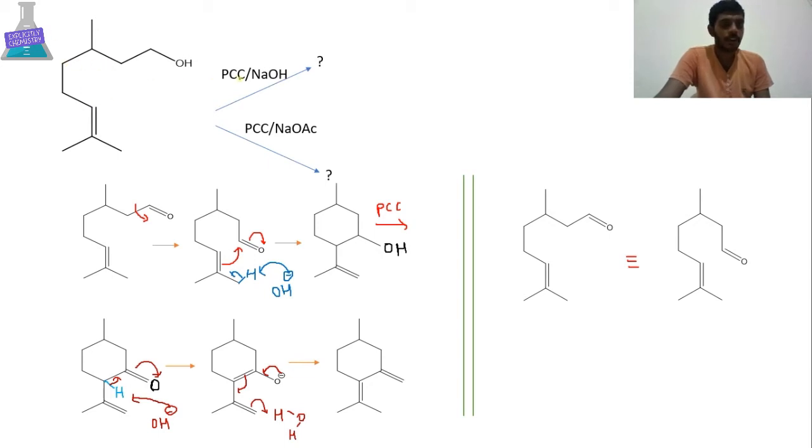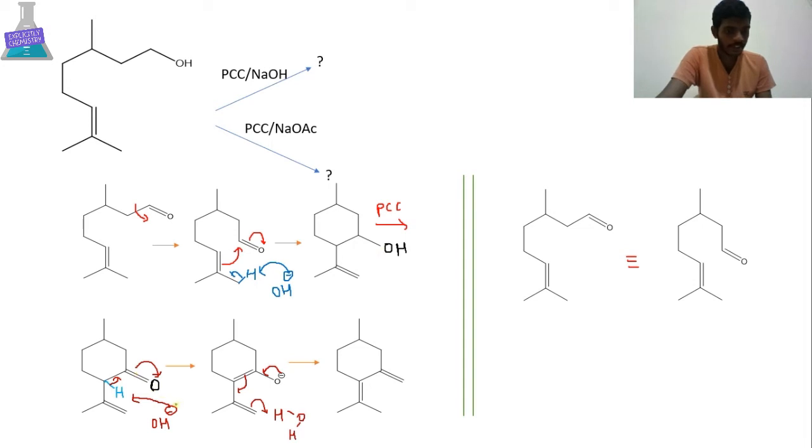This is the example which is taken from CSIR paper. This is the starting material. We are reacting with PCC in presence of strong base NaOH and another reaction PCC in weak base NaOAc. First step, we are rotating this bond to this direction, and it will come like this. The OH minus from NaOH will attack this hydrogen and this bond will move over here and this bond shift over here and this bond will come over here, forming the 6-membered ring. After that we are adding PCC. If we add PCC, this alcohol will convert to ketone.